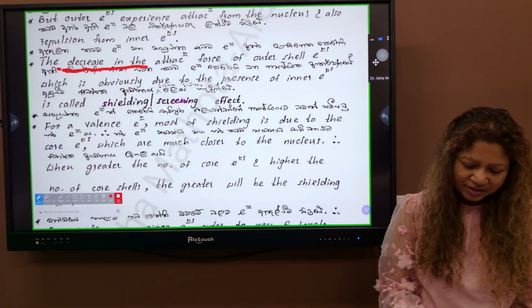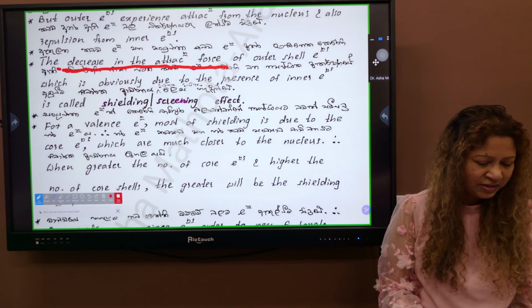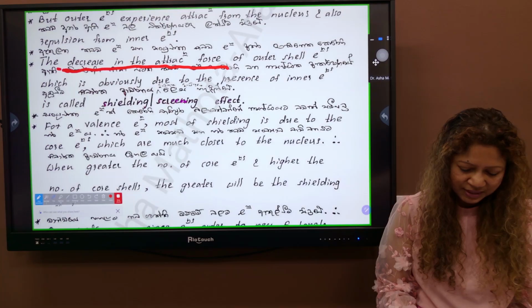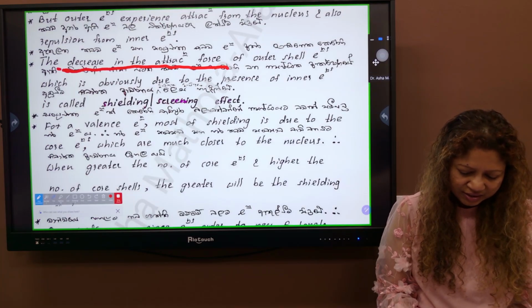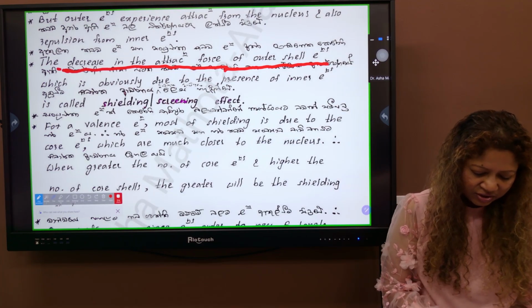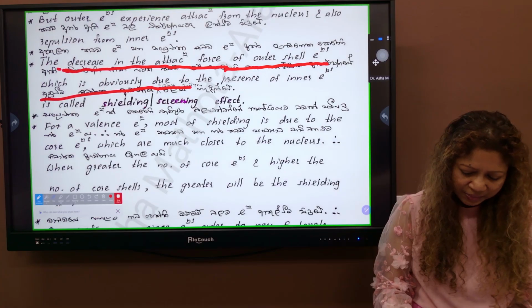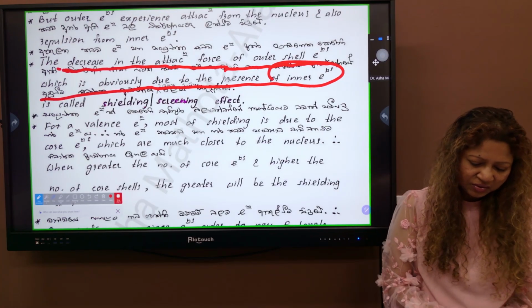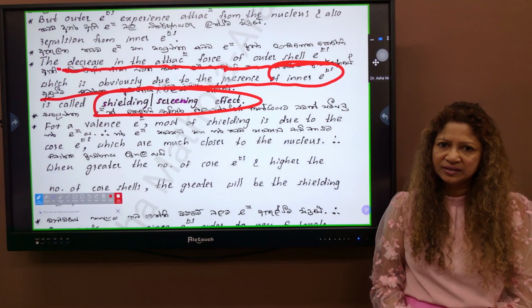Page number 80. Decrease in the attraction force of outer shell electrons, which is obviously due to the presence of inner electrons, is called screening or shielding effect.